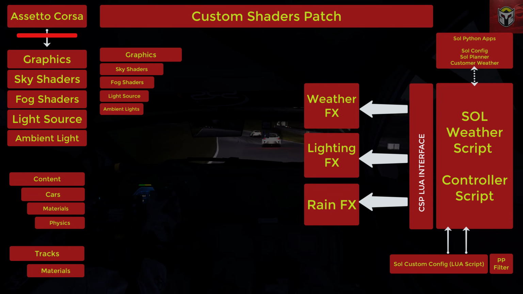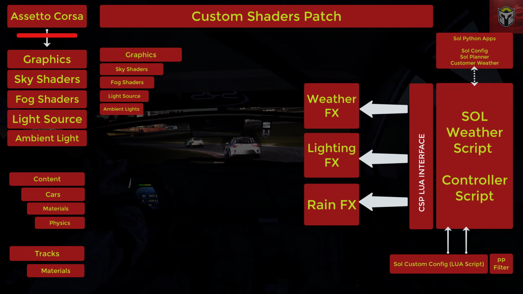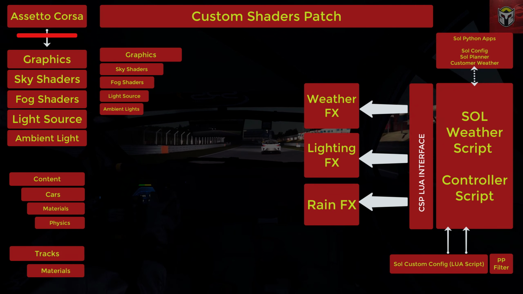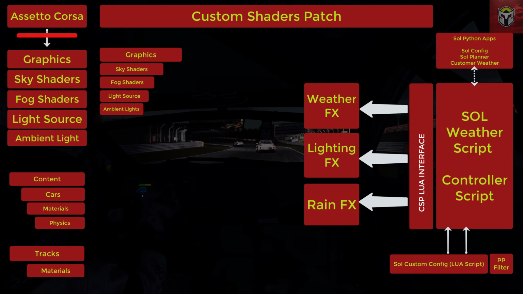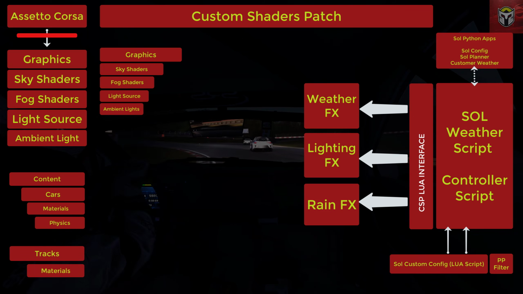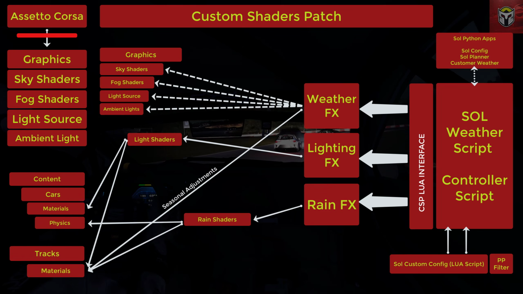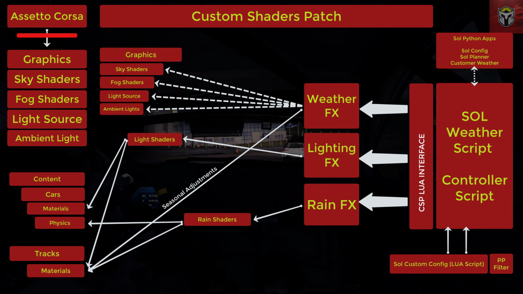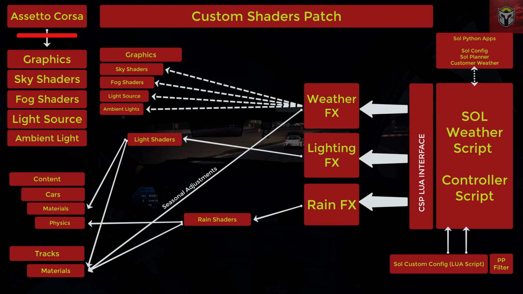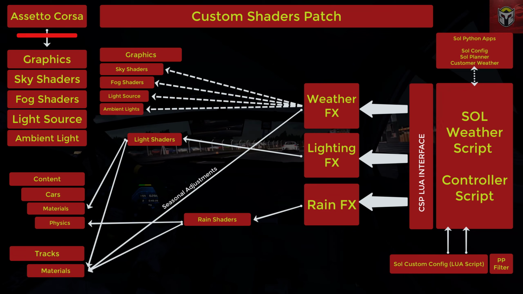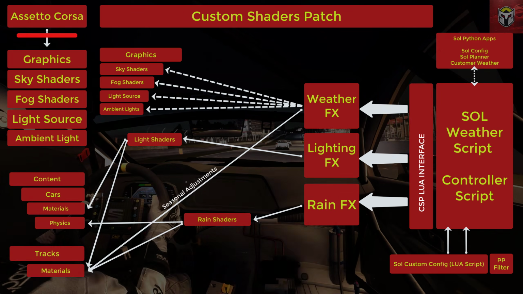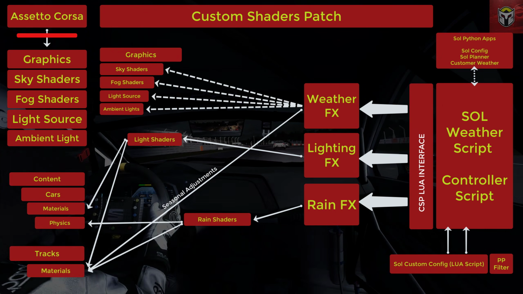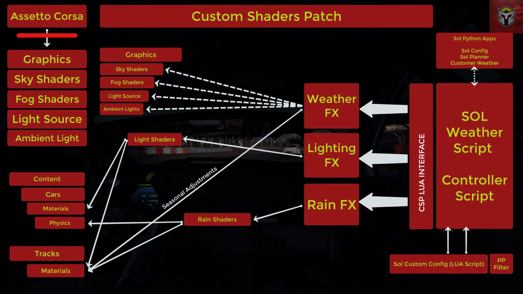So on the right hand side we've got Sol Python apps, the config, Sol Planner and custom weather. They're controlling the Sol weather script and controller script, which again is being helped by those custom configs, those LUA scripts and the PP filter. That's feeding into your weather effects, lighting effects and rain effects through CSP LUA interface. And then we can see weather effects is actually controlling the graphics on sky shaders, fog shaders, light source and ambient light. Lighting effects is doing all the light shaders, and that's for materials as well as other content. And then rain effects is actually running rain shaders for physics and materials.